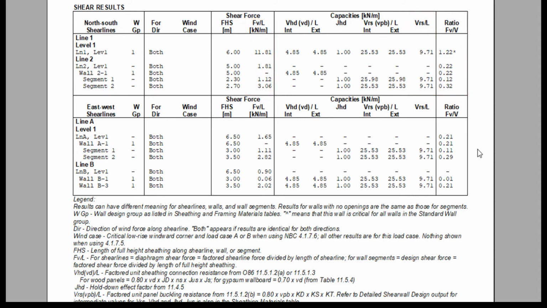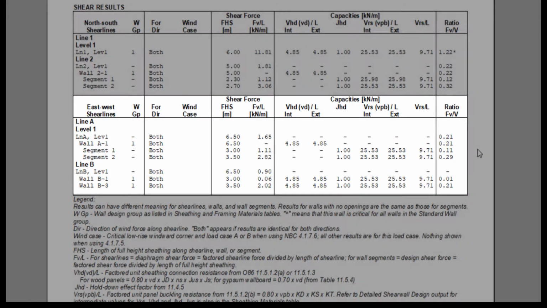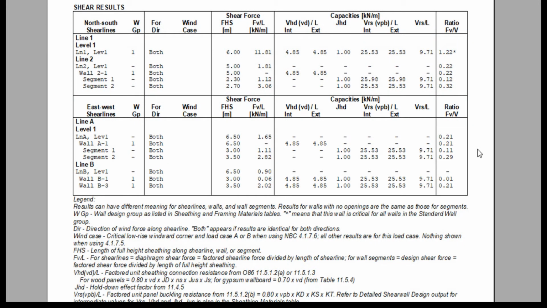Notice the results are separated into two main groups, the north to south shearlines and the east to west shearlines. The shearlines within a direction are further grouped in order, shearlines 1, 2, 3 in the north-south direction and A, B, C in the east-west direction, and furthermore with their story level if it's the case. If there are multiple shear walls within a shearline, they will be presented as segment 1, 2, 3 and so on.